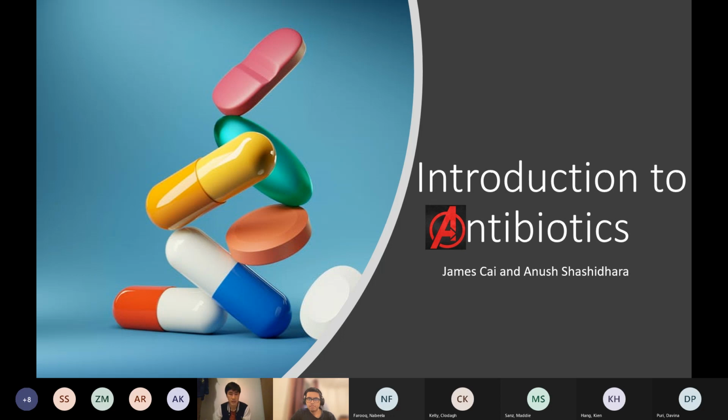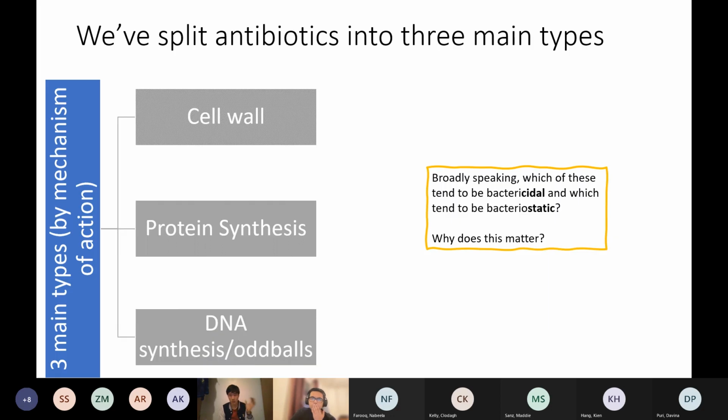The structure that we're going to do it on is we're going to split the antibiotics into three main mechanisms of action: those that target the cell wall, those that target protein synthesis, and those that either target DNA synthesis or are just a bit of an oddball kind of antibiotic. I would say that beyond splitting antibiotics into these three categories, you don't really need to know too much about the exact mechanism. If it's protein synthesis, whether it's 30S or 50S, I don't think it matters that much. Most important thing is it's protein synthesis. Some of these antibiotics tend to be bactericidal, and they sometimes are bacteriostatic.